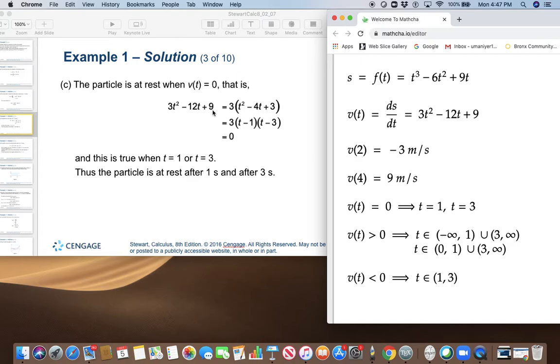Let's factor it. 3 is common. This factors further. In other words, when t is 1 or t is 3, velocity is 0. So t is 1 or t is 3, velocity is 0. So the particle is at rest after 1 second and after 3 seconds.